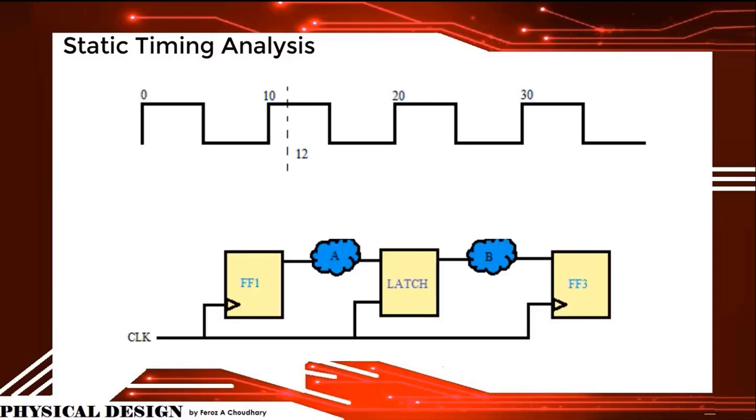Even if there is a delay of 2, the latch can take the data because of the property of transparency, but this time will be reduced from the latch to flip-flop 3. So flip-flop 3 must get the data before 20.